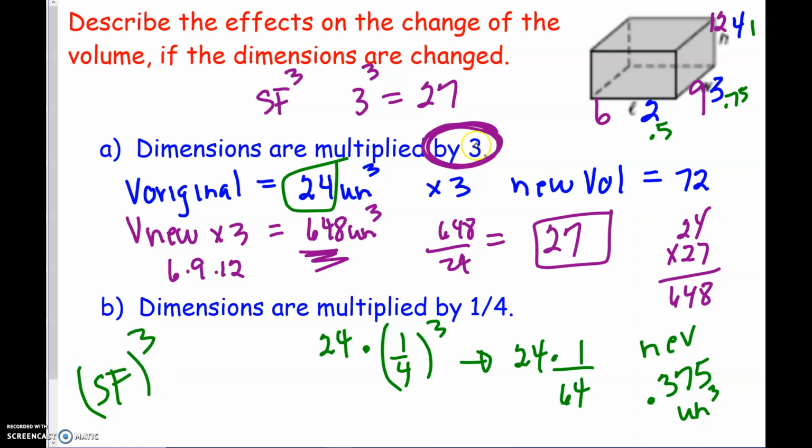Okay, so whether in the original one it was 3 cubed, or in the second one it was 1/4 cubed. And remember, if we talk about area, it's just taking the scale factor and squaring it, because think of that label on area. We would take 3 squared, and it would affect the area by 9 times.